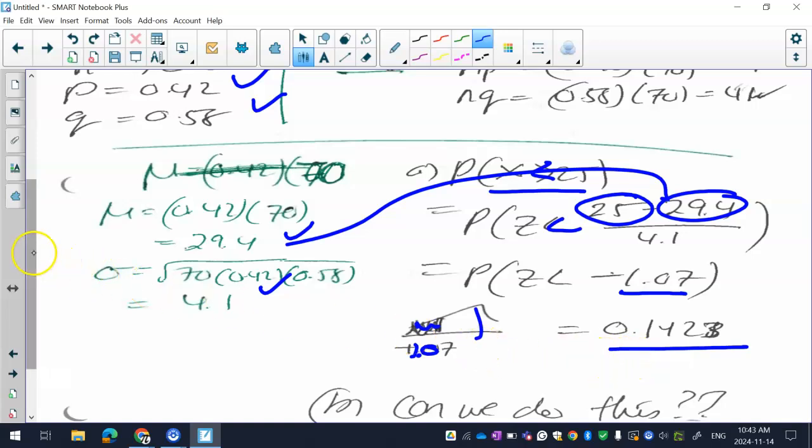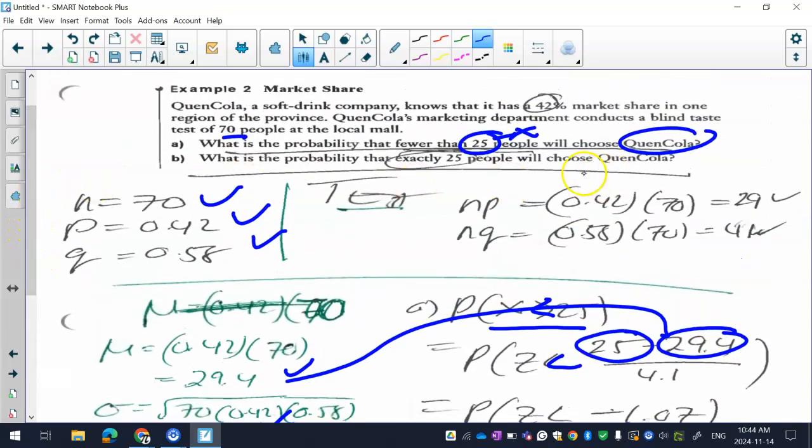The second part is this. What's the probability that exactly 25 people will do that? And we can't find that from what we're doing. Because when we look at the table, it's always less than or greater than, but you can't get an exact number. If you go back a few lessons, we talked about that. This is just an approximation. So in theory, exactly 25 people will be 0.